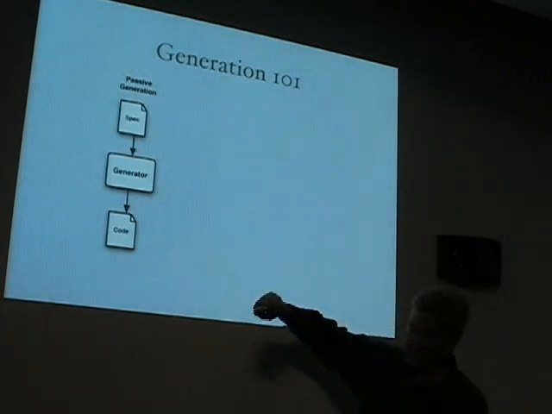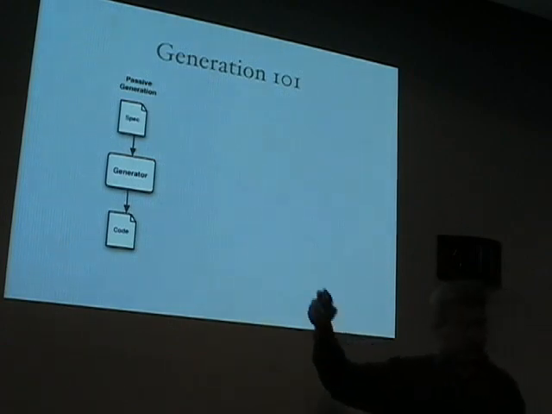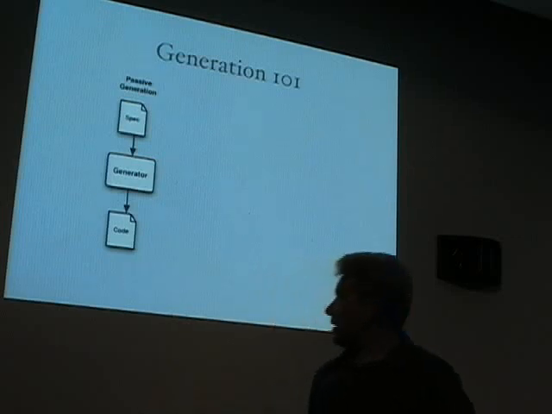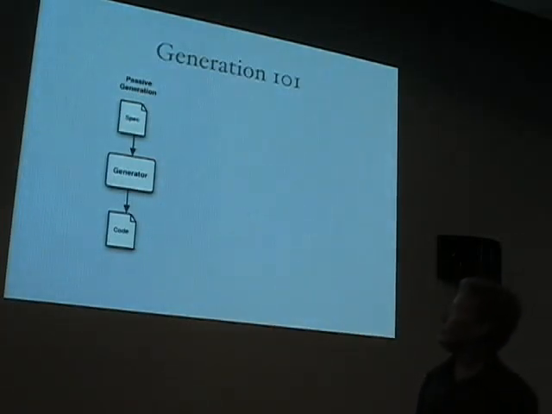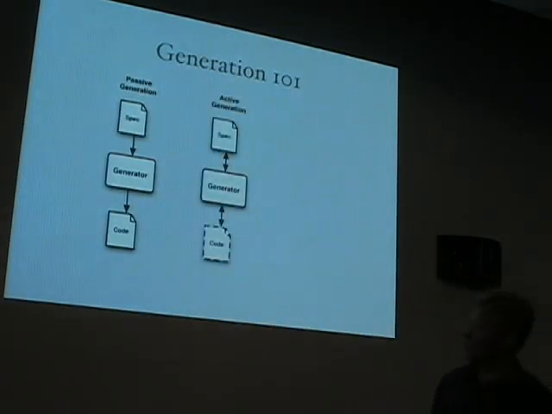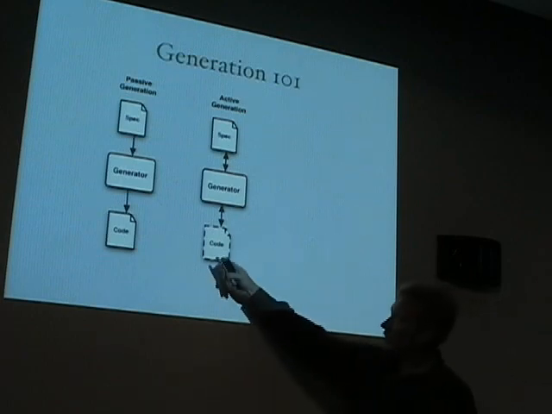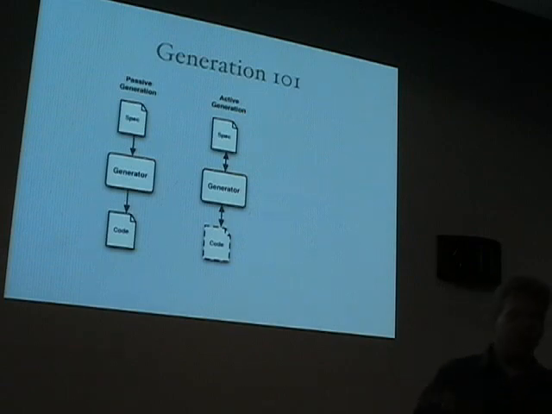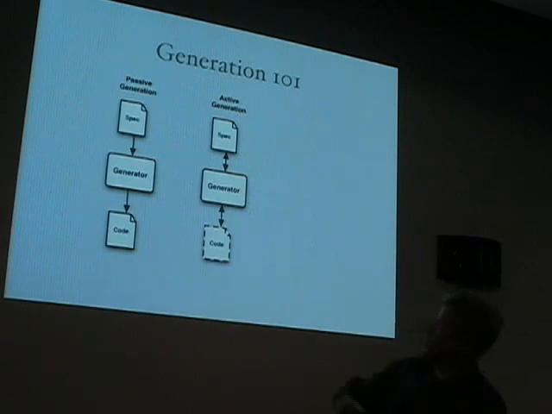You use your generator, you get your code, you start hacking on it with Emacs or VI, or your IDE, and there's no round tripping. In active generation, the code portion here, I've kind of dotted it for effect, is transient. So it's a two-way type thing.